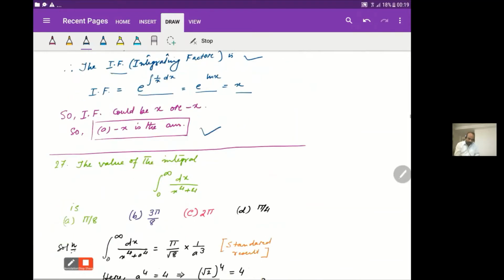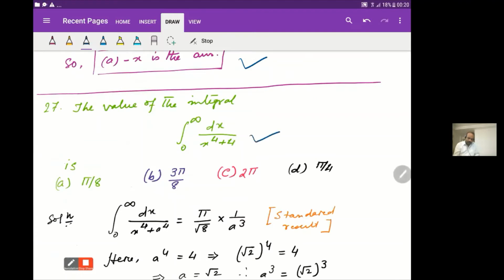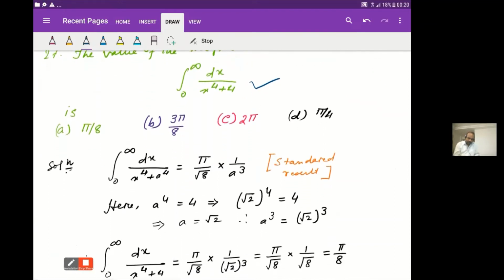The value of the integral 0 to infinity dx by x to the power 4 plus 4 is: a, pi by 8, b, 3 pi by 8, c, 2 pi, and d, pi by 4. This is the standard integration. So this is nothing but 0 to infinity dx by x to the power 4 plus a to the power 4, that is equal to pi by under root 8 times 1 by a cube.